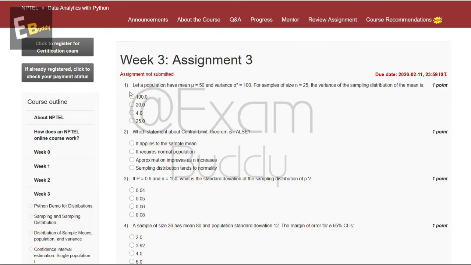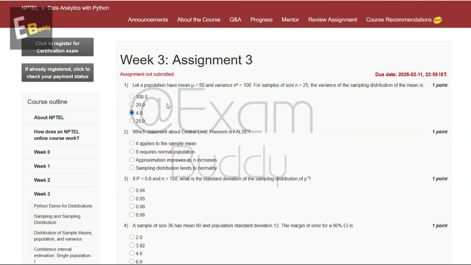So the first question is: let a population have mean mu equal to 50 and variance equal to 100. For samples of size n equal to 25, the variance of the sampling distribution of the mean is? So these are the options, and the answer of our first question is C, 4.0.